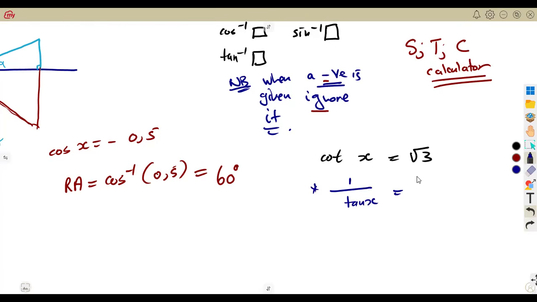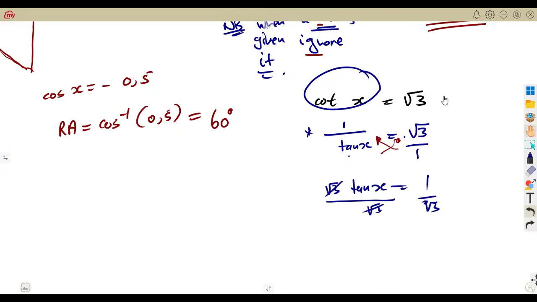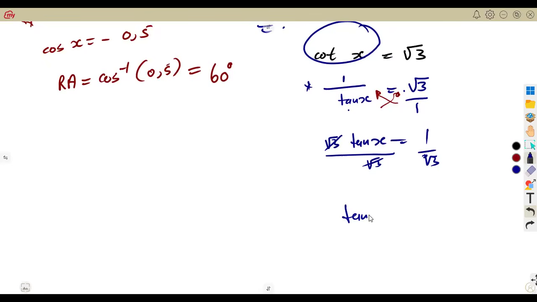1 over tan x is equal to the square root of 3. So instead of working with the cot, we can find tan. We are now back to our equation. Let's cross multiply to find tan. That's going to be the square root of 3 times tan x, which is equal to 1 times 1, that's 1. So you divide by the square root of 3. So meaning to say the tan of x is now 1 over the square root of 3.